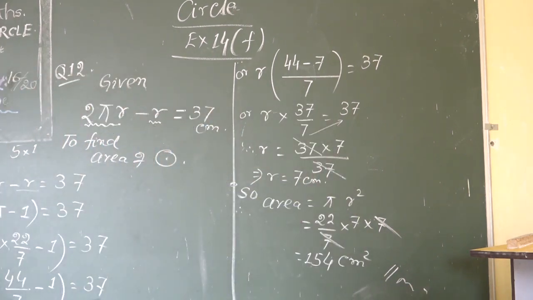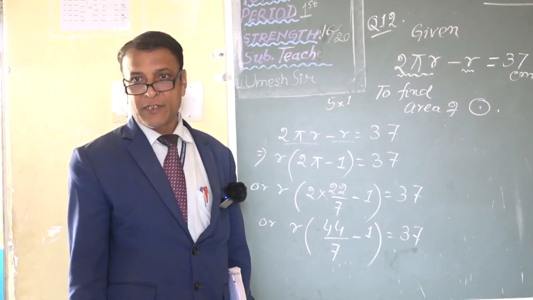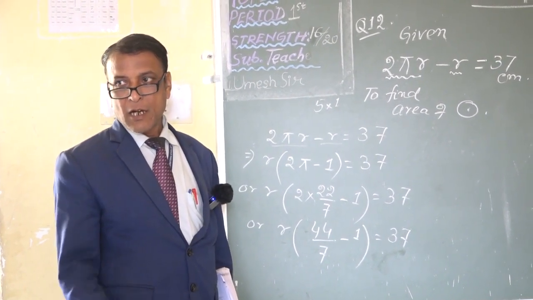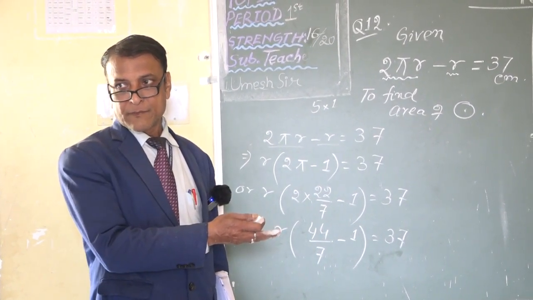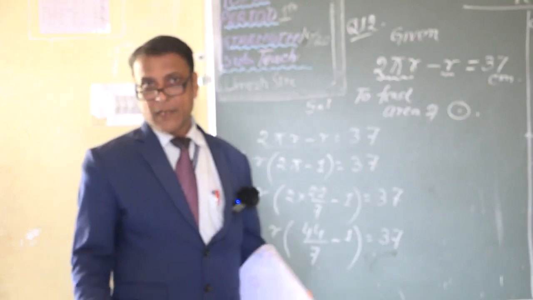So if the difference between the circumference of a circle and the radius of a circle is 37 centimeter, then its area will be how much? 154 cm square. Okay.